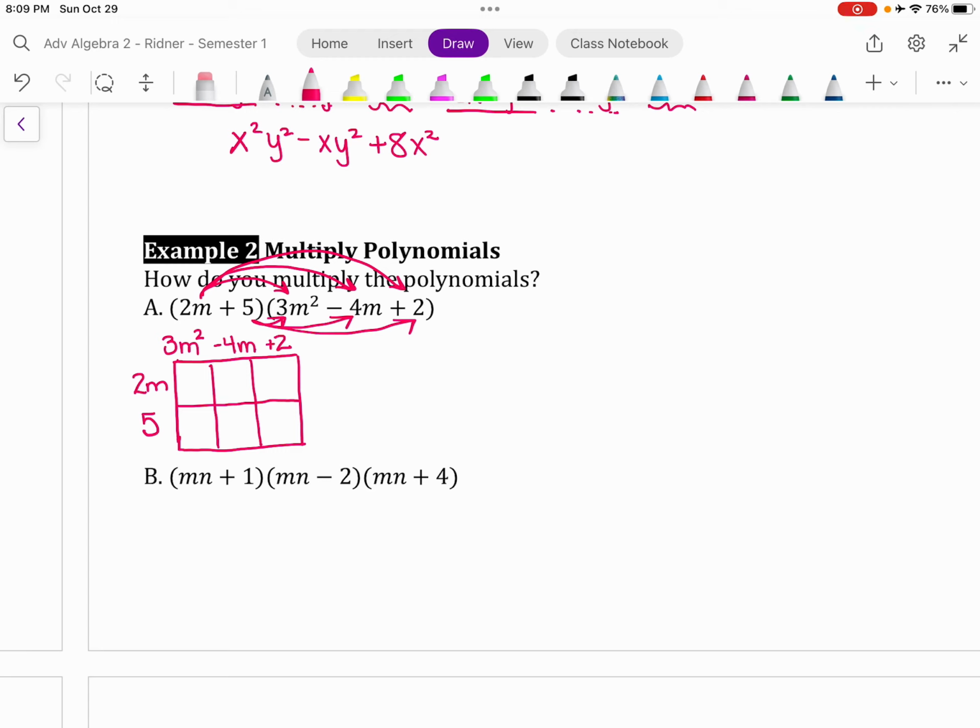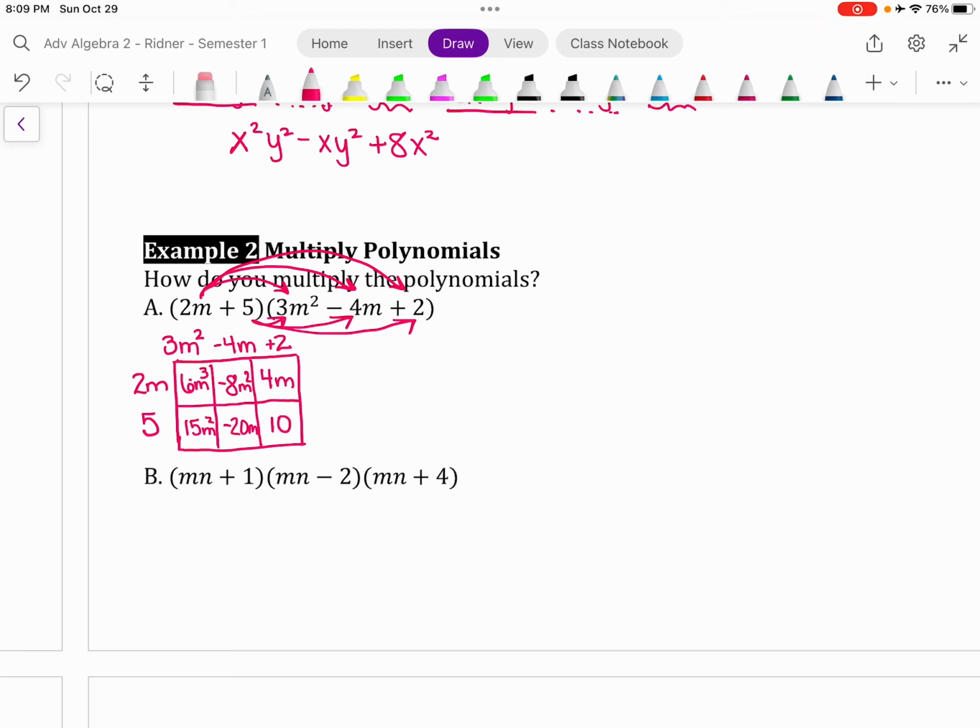So 3m squared times 2m is 6m cubed, because you have 1 here, 2 here, that's 3. 2m times negative 4m is negative 8m squared. 2m times 2 is 4m. And then second row becomes 15m squared, negative 20m, and then 10.